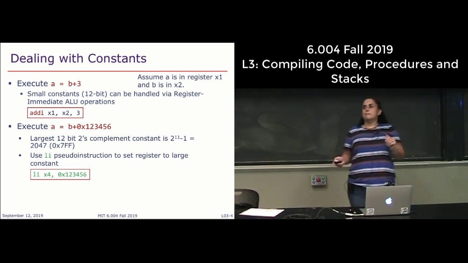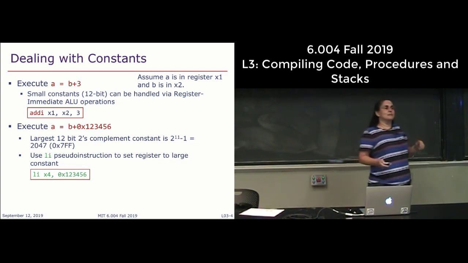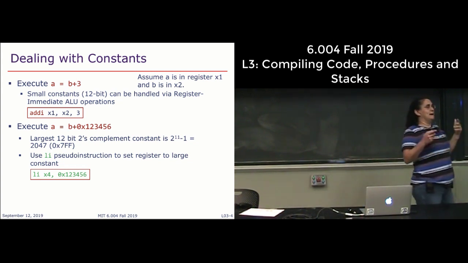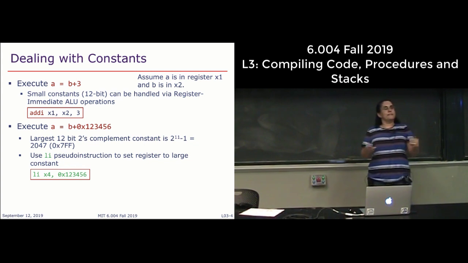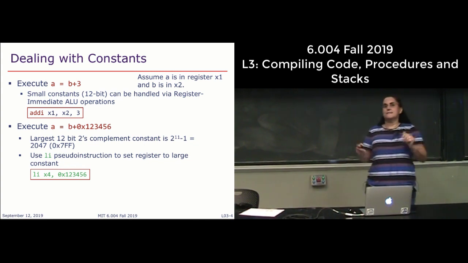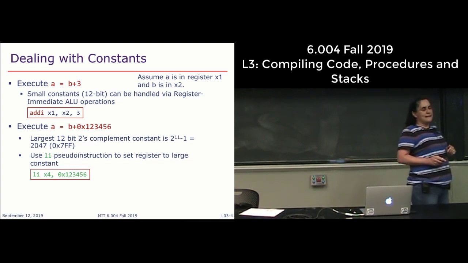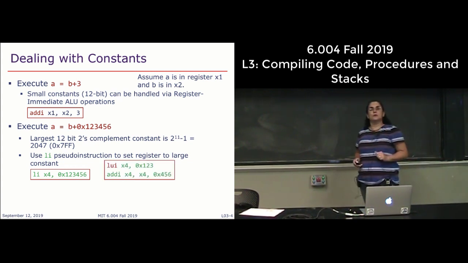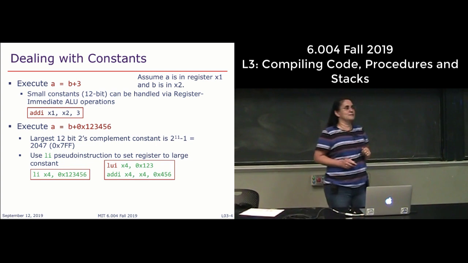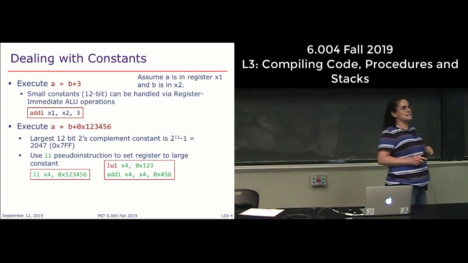And the cool thing about the RISC-V compiler is that load immediate translates this pseudo instruction into 2 different things depending on the size of the constant that you give it. So if you give it a really big constant, then it's going to translate it into these 2 instructions, and I'm going to talk about what this new LUI instruction is in just a second.